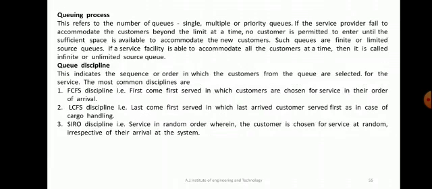Queuing process. This refers to the number of queues. It may be single, multiple, or priority queues. If the service provider fails to accommodate the customers beyond the limit at a time, no customer is permitted to enter until sufficient space is available to accommodate the new customers. Such queues are finite or limited source queues. If the service facility is able to accommodate all the customers at a time, then it is called an infinite or unlimited source queue.